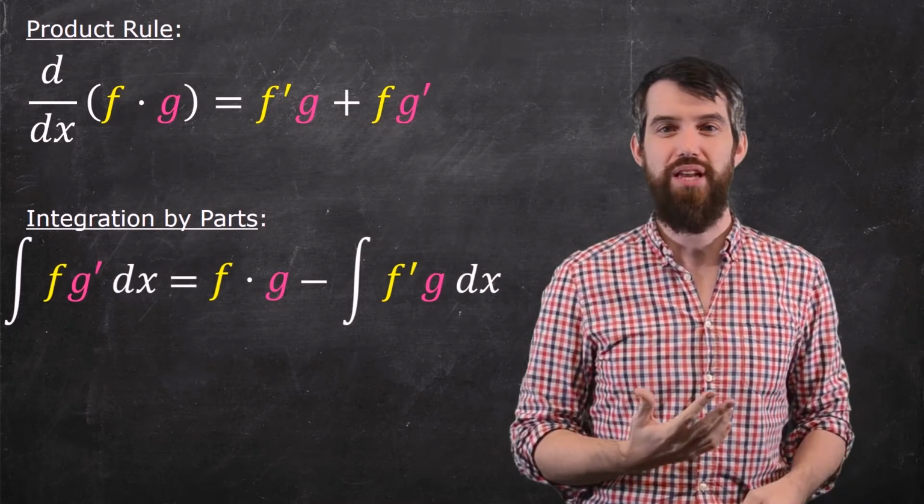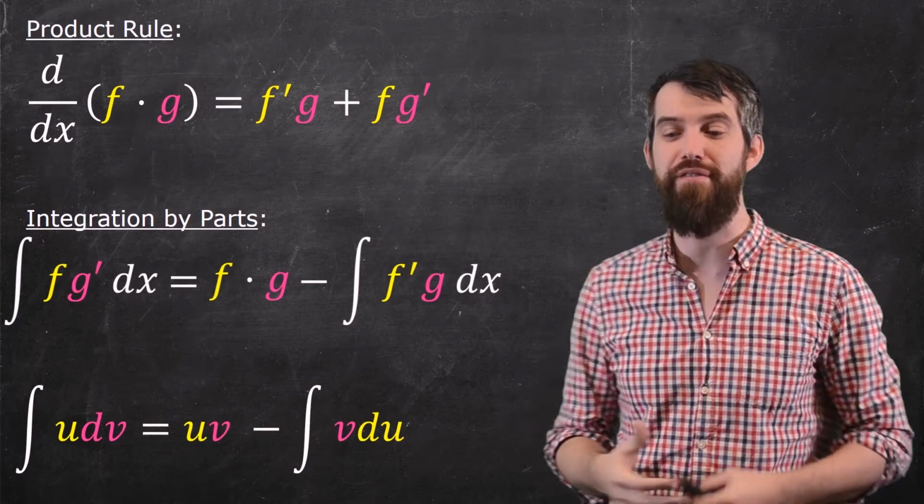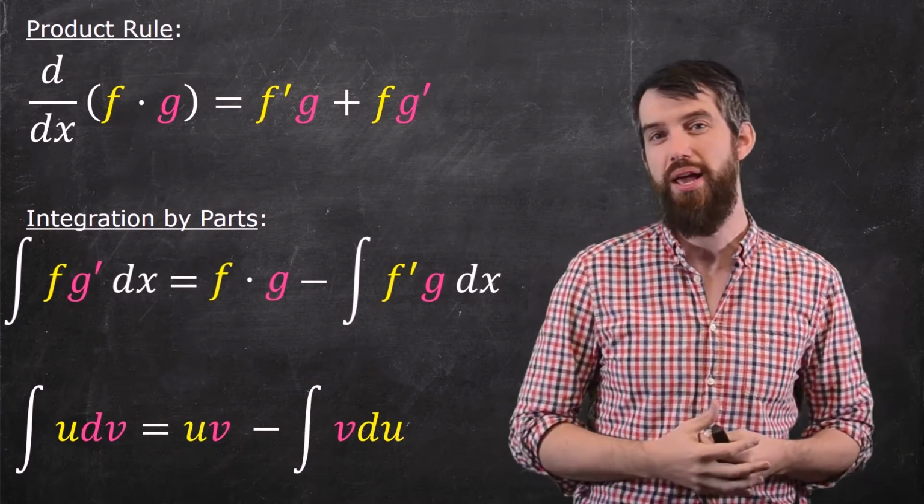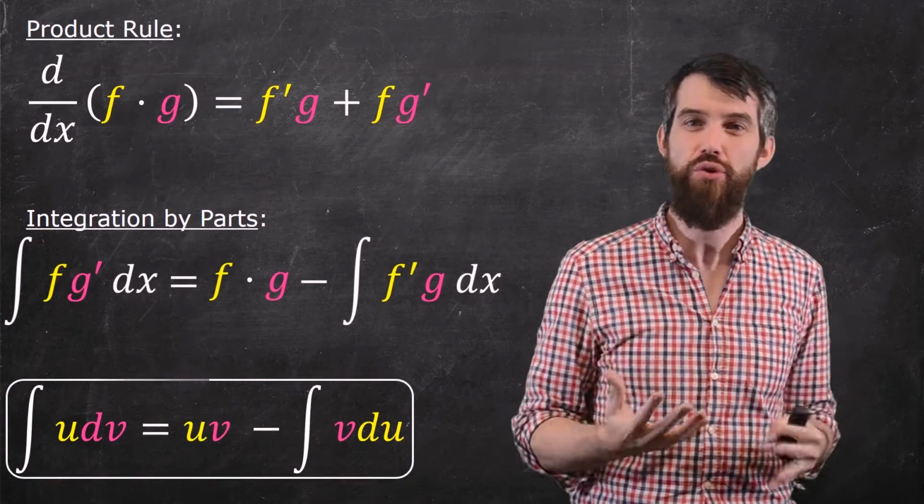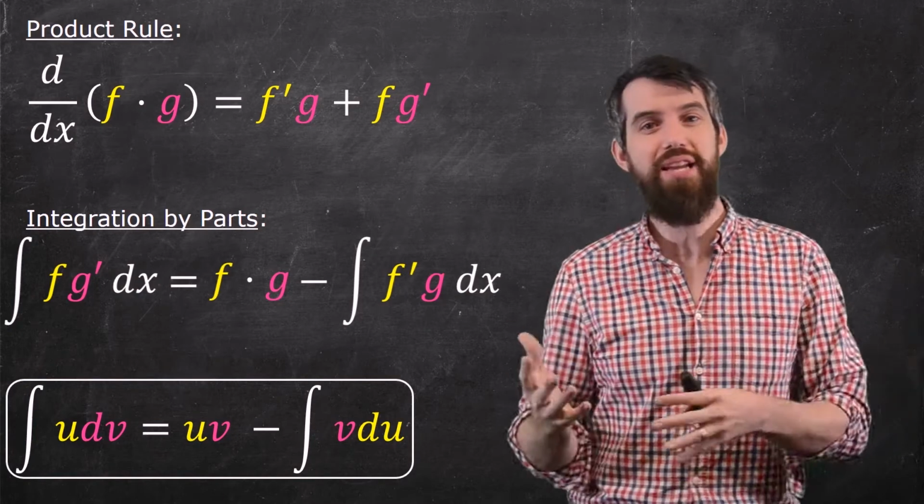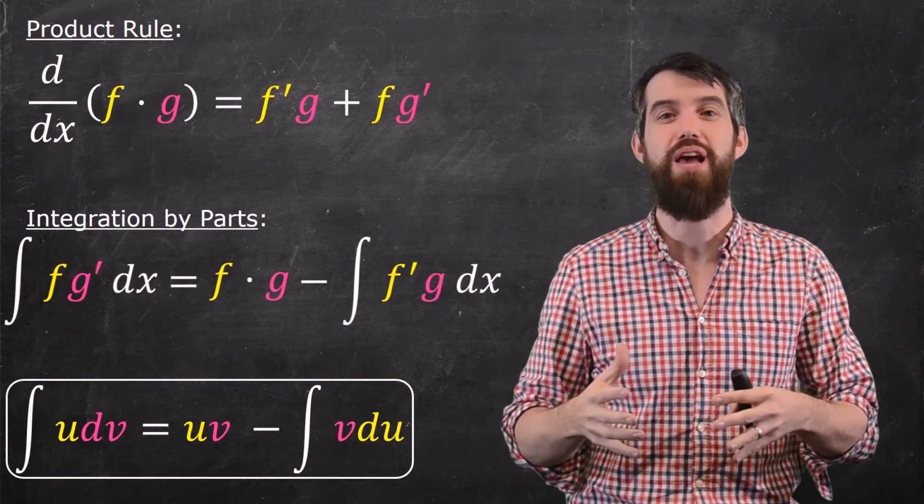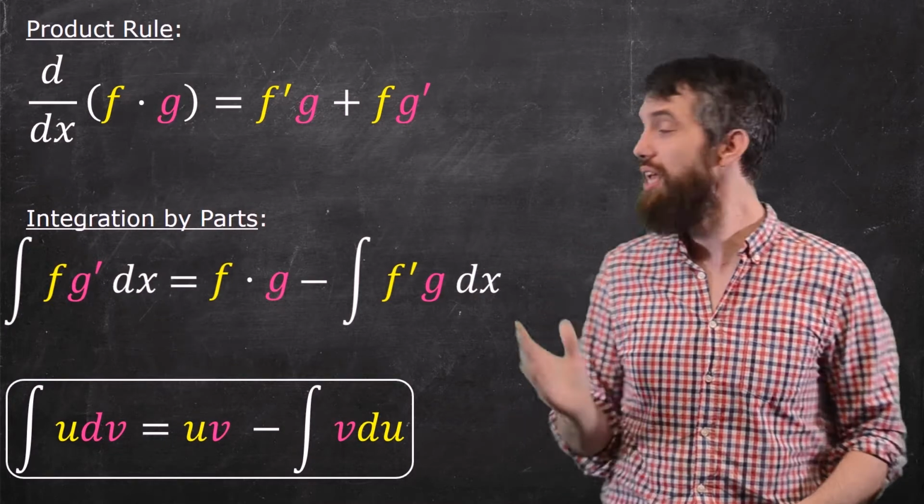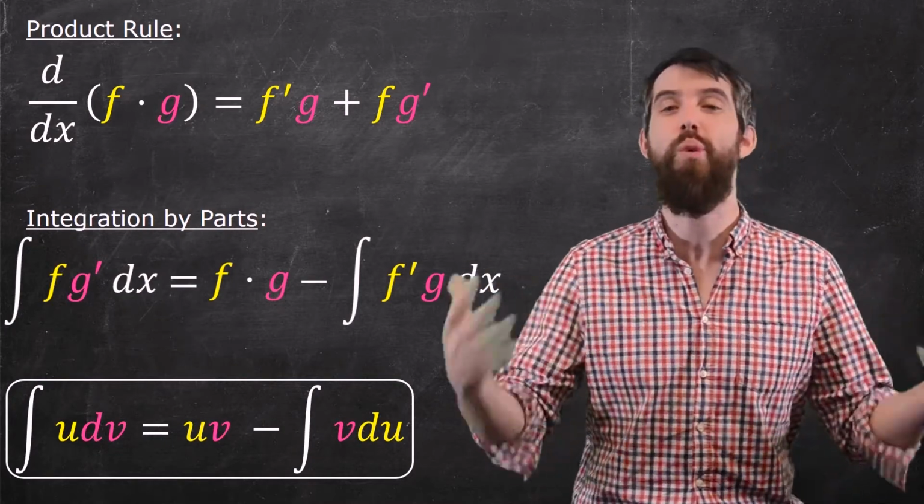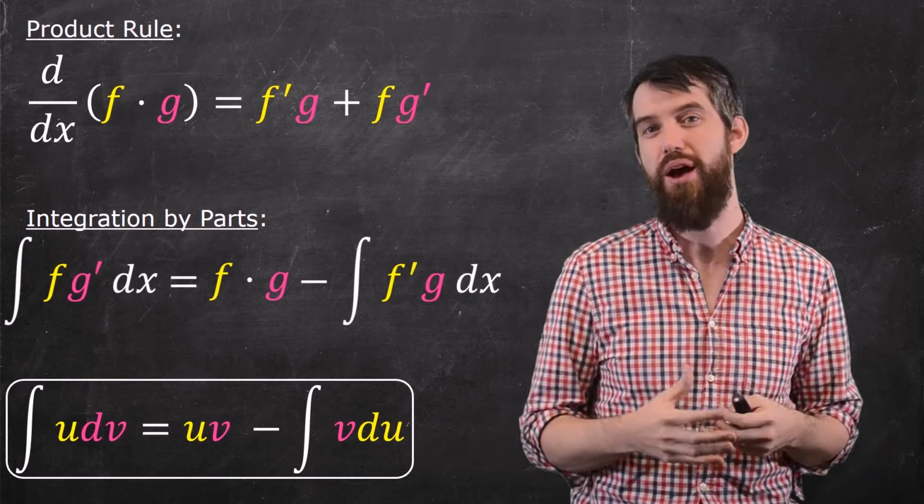By the way, there's another way to write this using u and v notation that's very, very common. Basically, the f and the u are the same, but the g prime dx is put together into a dv, and the f prime dx is put together into a du. But regardless, this is probably the most common way that integration by parts is written down.